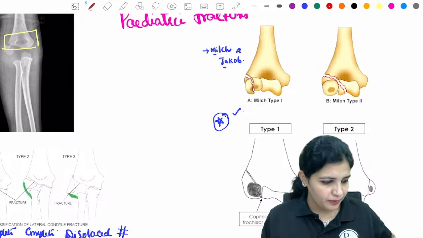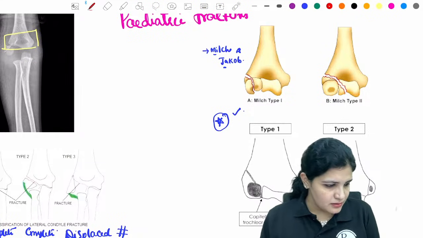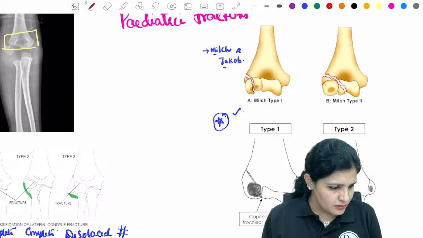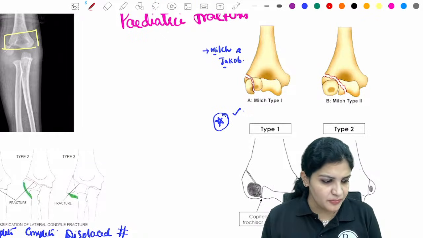Okay, what are you a little confused about, Arya Kumar?